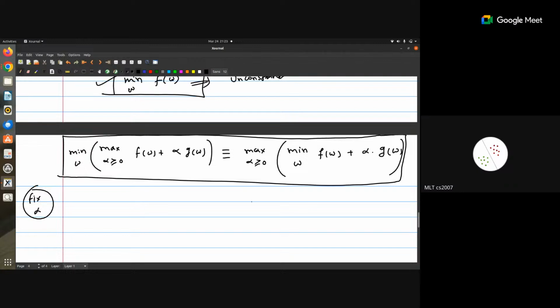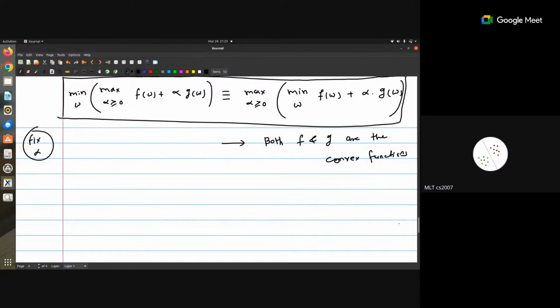Correct. So these are the two approaches, and the solutions should be equivalent when both f of w and g of w are convex functions. I hope all of you know what convex functions are. There are, I think, four definitions of it. Generally, mathematically, we use the twice differentiable method. Another is what? The epigraph.